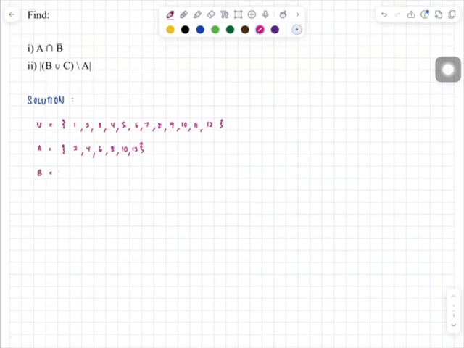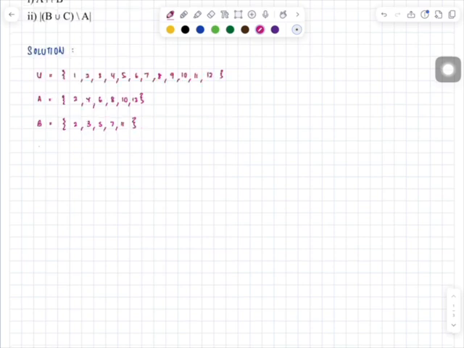Now, let's write set B. Set B contains all the prime numbers. Remember that a prime number is a number that has exactly two positive factors, which are 1 and itself. Lastly, we will determine set C. Set C contains all numbers less than 7.